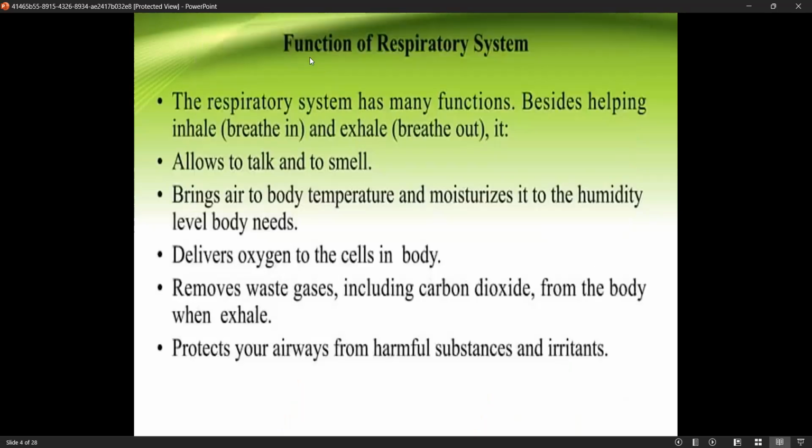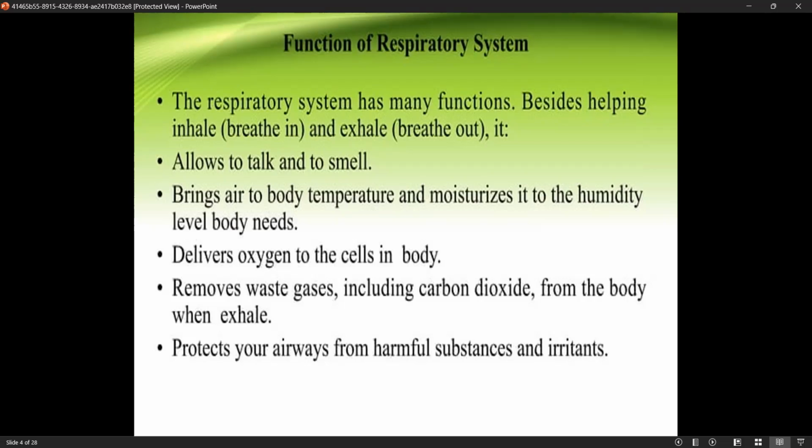Moving forward, what are the functions of the respiratory system? Apart from respiration, the respiratory system has so many functions. As we know, the respiratory system helps in our inhalation and exhalation, that is breathing in and breathing out, right? That is the main function of the respiratory system. But apart from that, it allows us to talk, as the larynx is present, and to smell, with the help of the nose or nostrils.